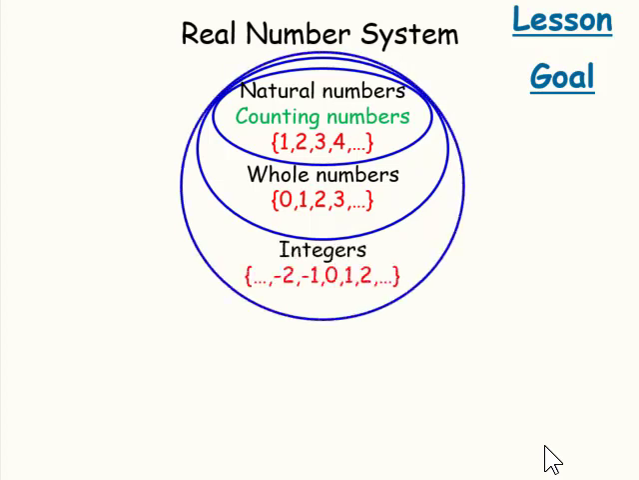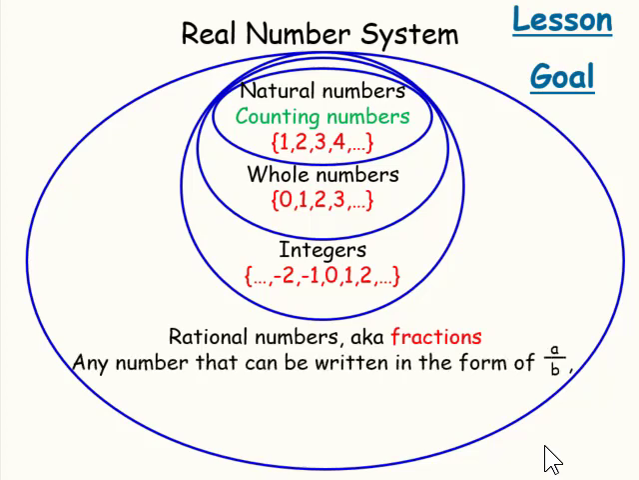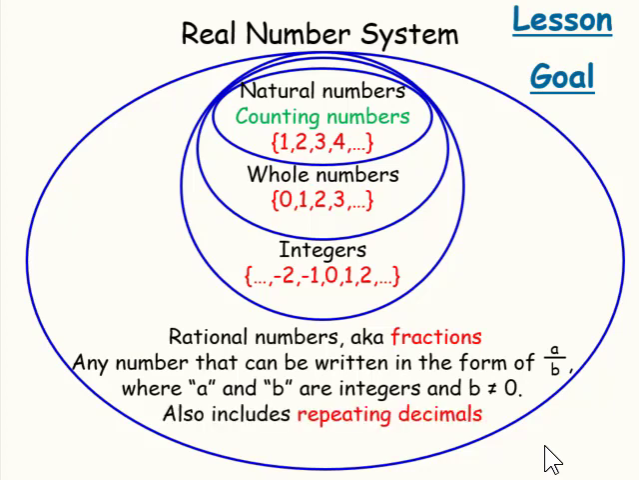Integers are all our whole numbers, all our natural numbers, and the negations. But remember, negative 0 is just 0. Rational numbers, also known as fractions, are any numbers that can be written in the form of a over b, where a and b are integers and b does not equal 0. This also includes repeating decimals and terminating decimals.